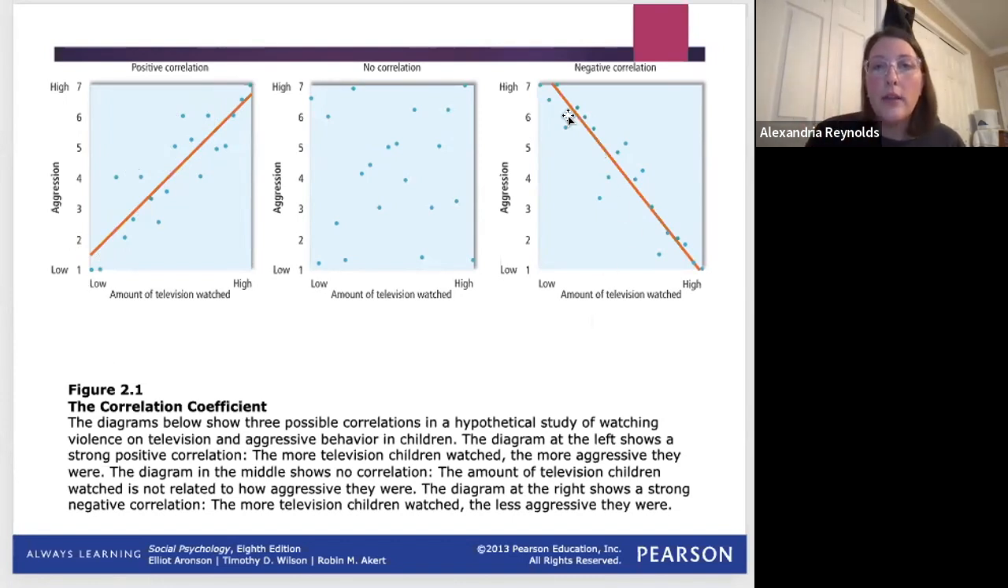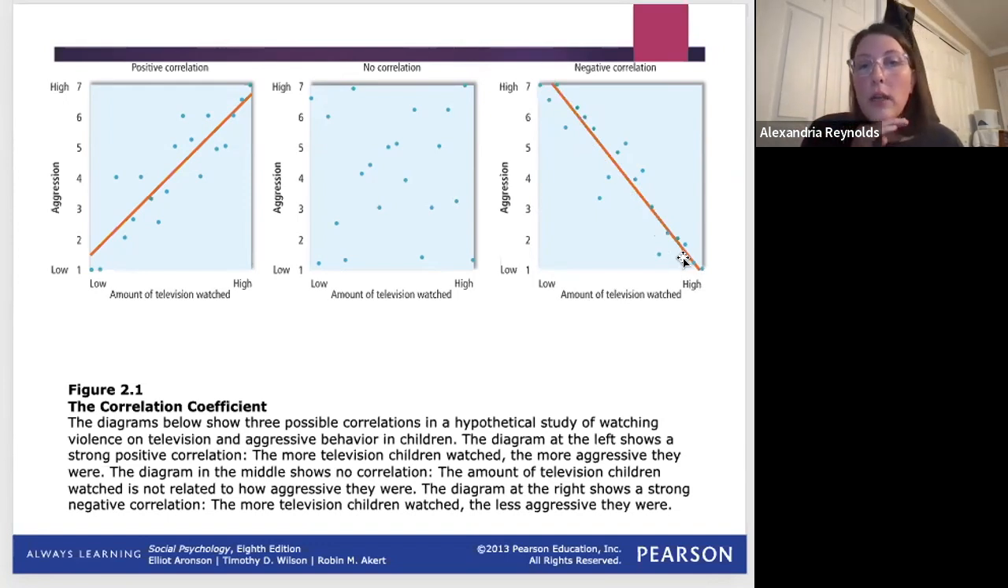Here we have a negative example where the amount of violent TV viewing was low, and then there was a high number of television watching. Those are the actual data points here. This is aggression here, and this is television watched. So a high amount of television watched with a low amount of aggression. And then here would indicate a line of best fit that fits in with a negative correlation.